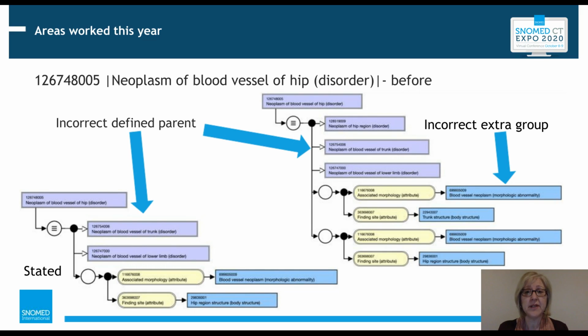Now, our final example is the disorder concept neoplasm of blood vessel of hip. Now, this concept had two stated defined parents, one of which was actually incorrect, neoplasm of blood vessel of trunk. As a result of this, that concept was sitting as a subtype of neoplasm of blood vessel of trunk, and it also had an incorrectly inferred second relationship group, and you can see it here on the slide.